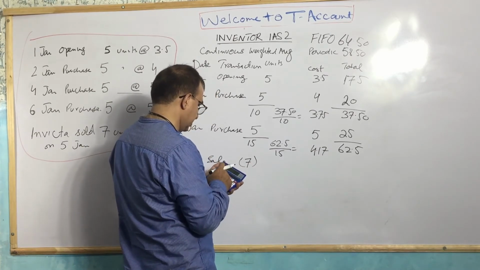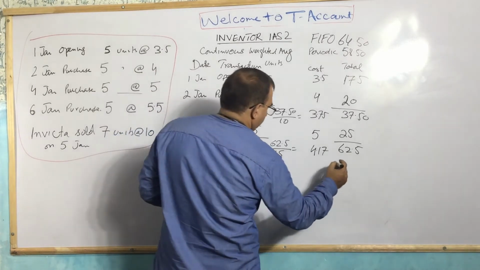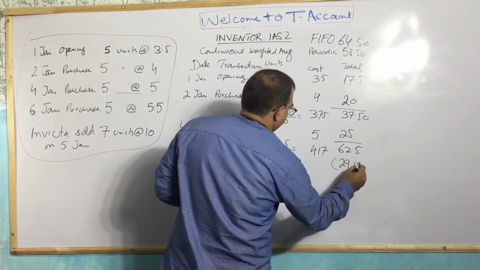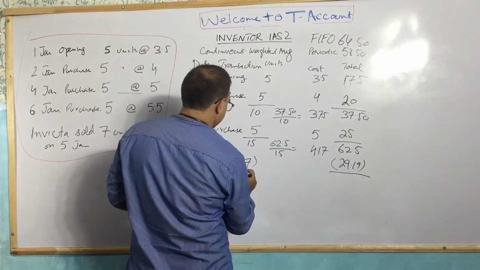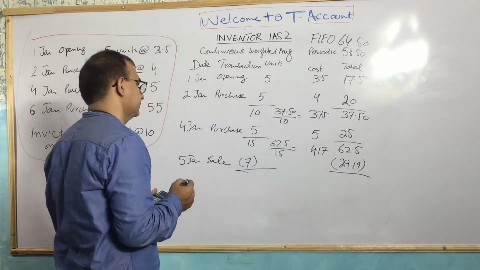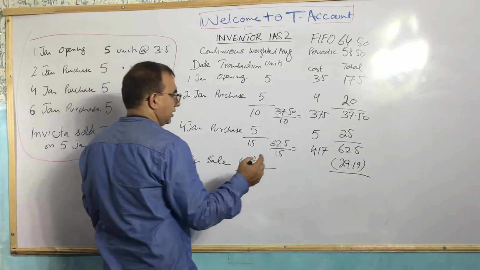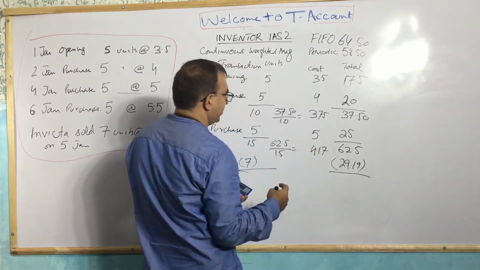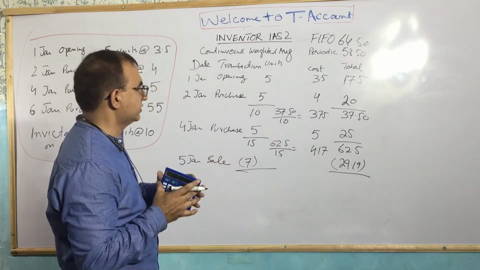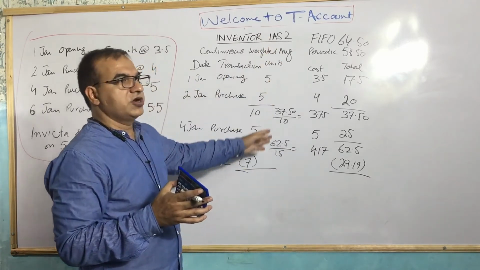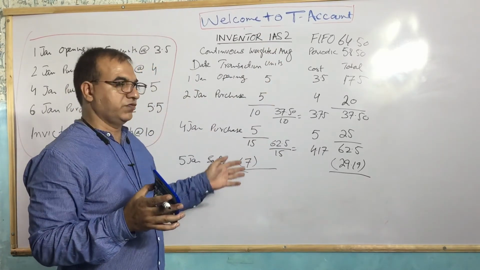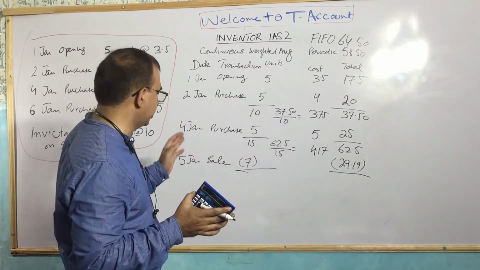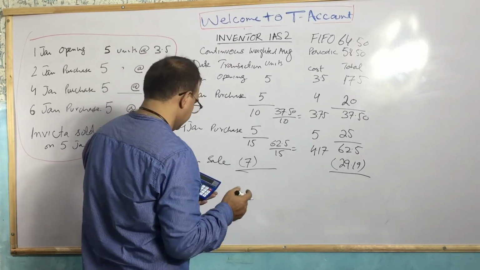4.17 into 7. We have $20. 29.19. We'll remove this cost because these units are gone. So let's update the value and the units. Rate we don't need to update because we sold on this rate. Already updated rate we have used for removing that cost. So there will not be any change in the per unit rate.